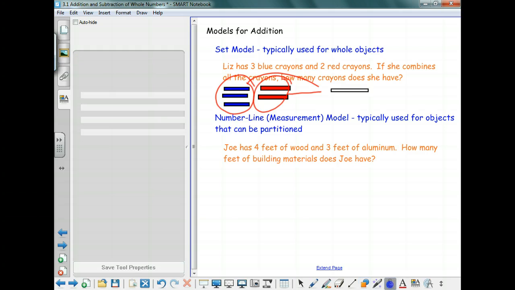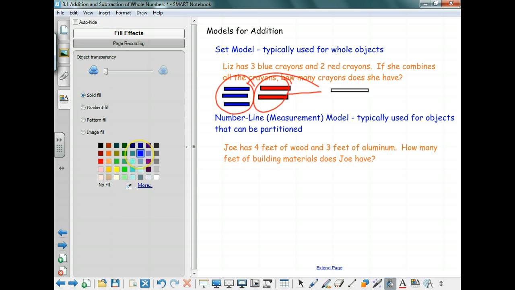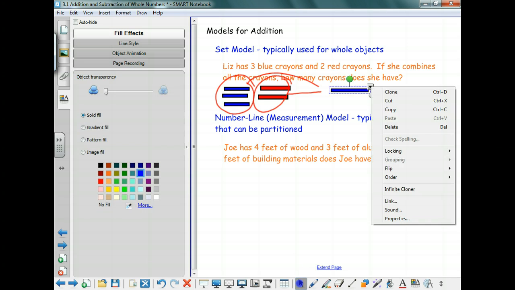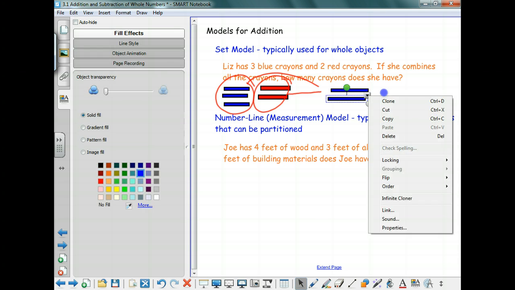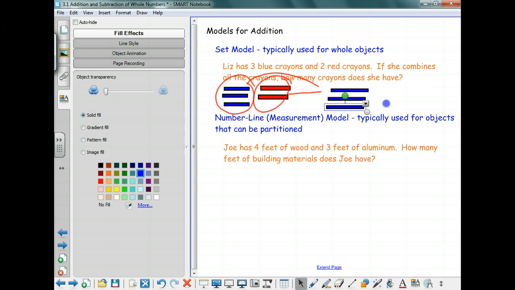I think I'm going to do it that way. This way. I know it's blue, I'm going to change it.